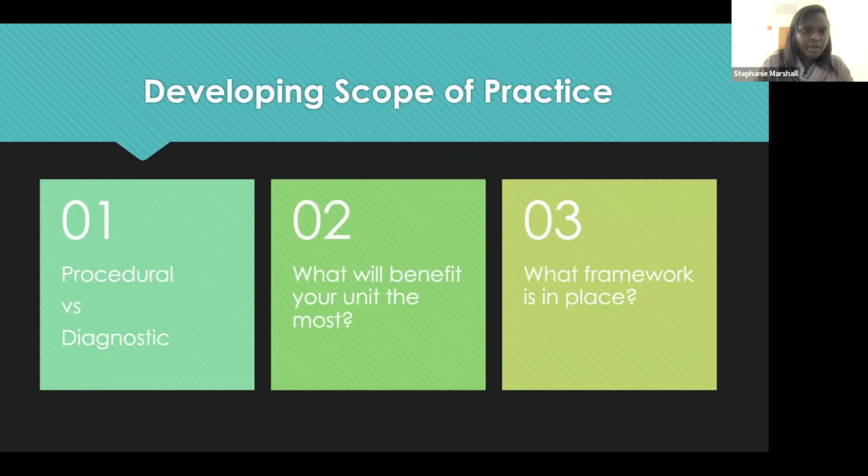And then what framework is in place? At Lurie, we have identified our VAT team, which is our vascular access team, and they go throughout the hospital for IV placement. And we have our interventional radiologists who do a lot of the PICC lines if we aren't able to obtain it on the unit, and will place arterial lines for us if we need them, and also will complete some LPs if they're unable to be obtained.